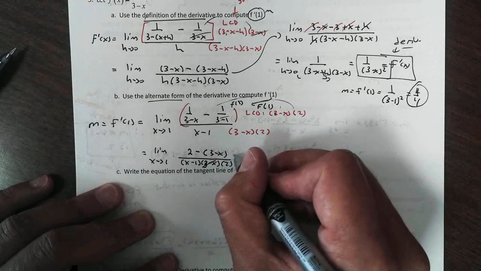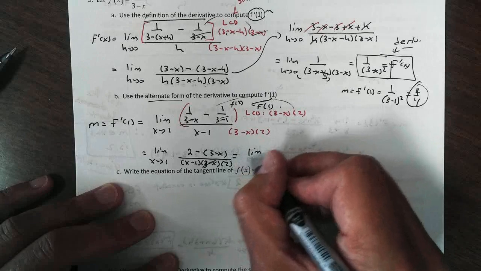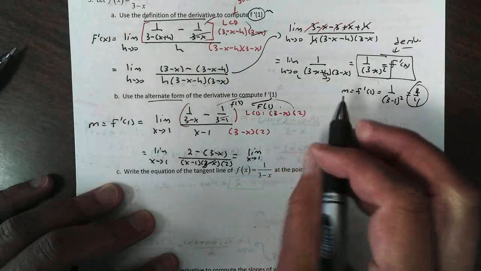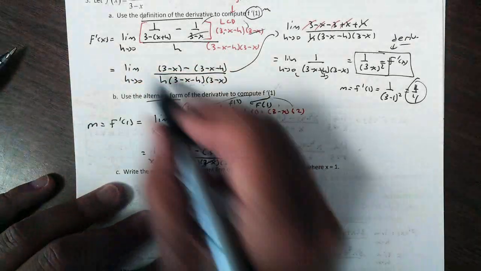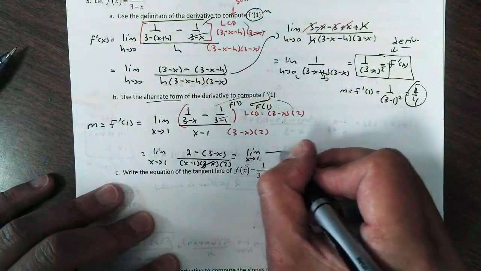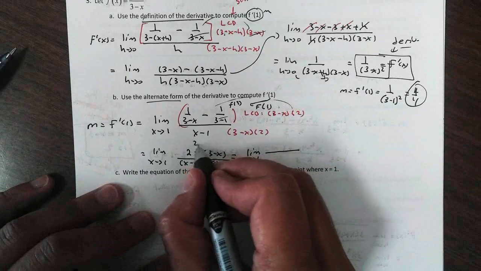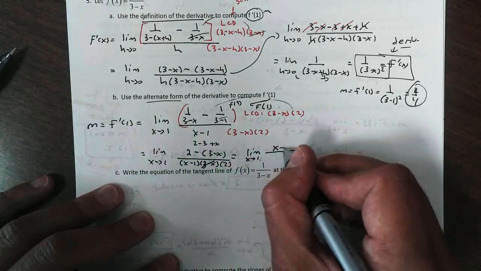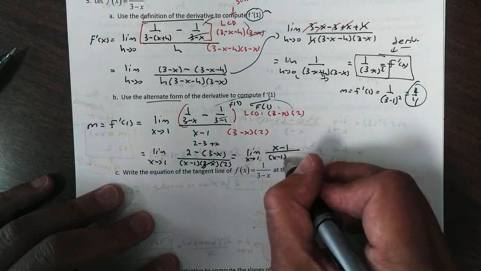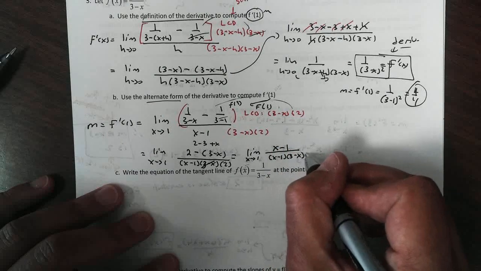Don't cancel anything yet. Sorry about that. Messed up there. So we get the limit as x goes to 1. Now notice it's also x goes to 1. And the definition is h. People mess it up all the time. One of the things we look for here. If I simplify, this is 2 minus 3 plus x. So I'm basically left with x minus 1 over x minus 1 times 3 minus x times 2.